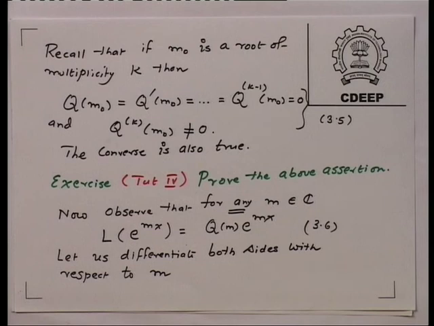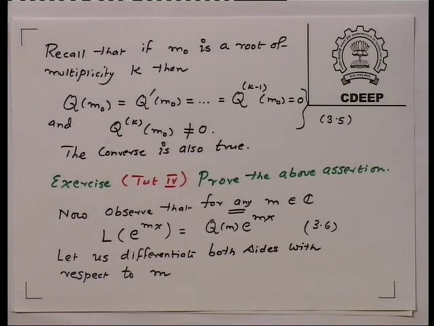So observe that for any m, real or complex, L of e to the power mx is q(m) e to the power mx, equation 3.6. Now let us differentiate both sides of this equation with respect to m. What is going to happen to the right hand side? On the right hand side you are going to get two terms, right? q prime(m) e to the power mx plus q(m) into x e to the power mx.